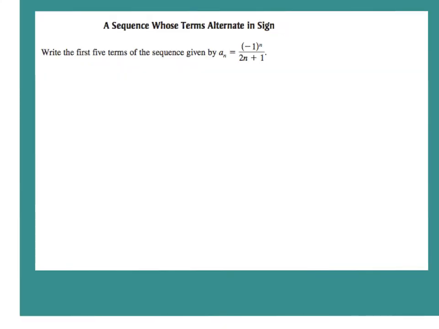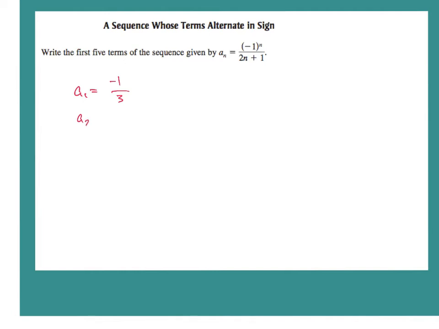All right, so here we go. We're going to write the first 5 terms of this sequence. I have A sub n is equal to the quantity of negative 1 to the power n over 2n plus 1. If I start out with A sub 1, what would I get? What would the numerator be? Negative 1 over 3.